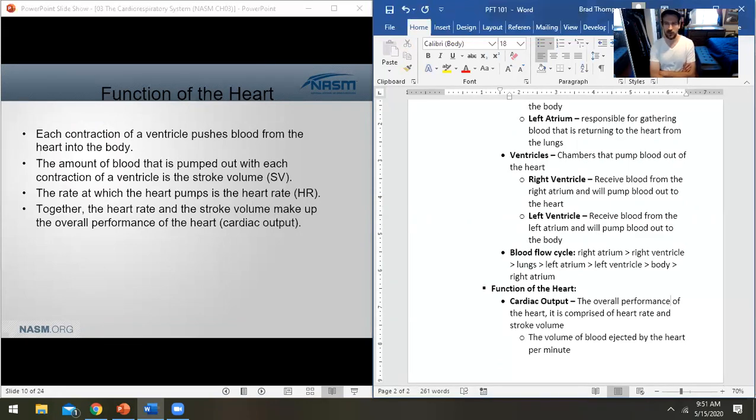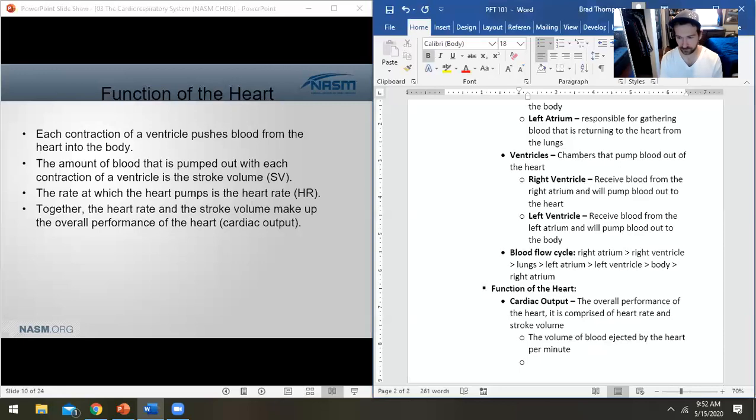There are a couple of different definitions here that you will likely be asked on your NASM exam. You'll get one or more of these. It'll say "blank is the overall performance of the heart." That's cardiac output. Or they'll say "the volume of blood ejected from the heart per minute." That's cardiac output. Or "blank is comprised of stroke volume times heart rate." That's cardiac output. So there are a couple of different ways they like to ask questions on this one. Let's define each of those separately.